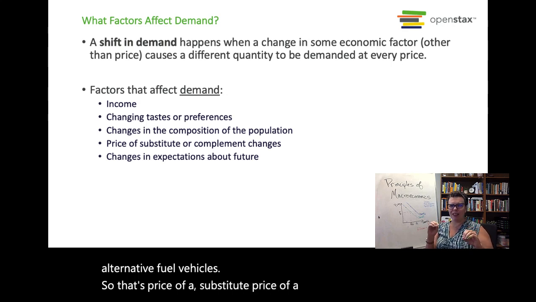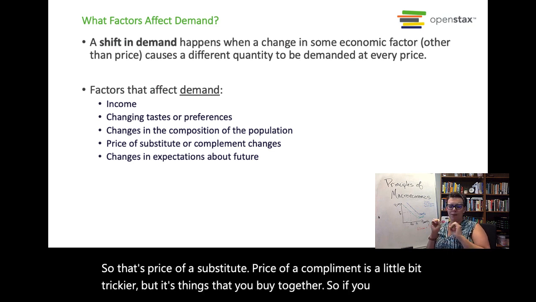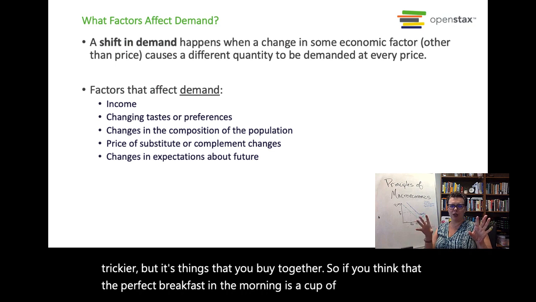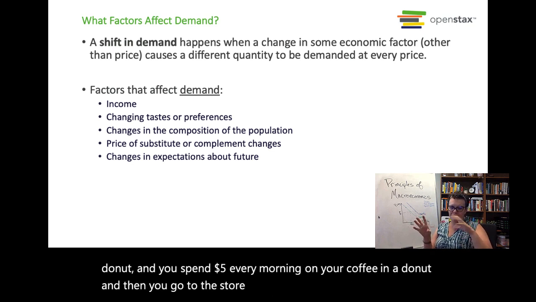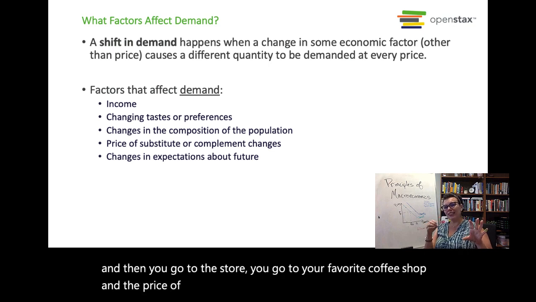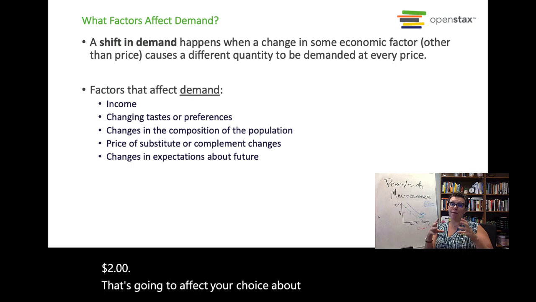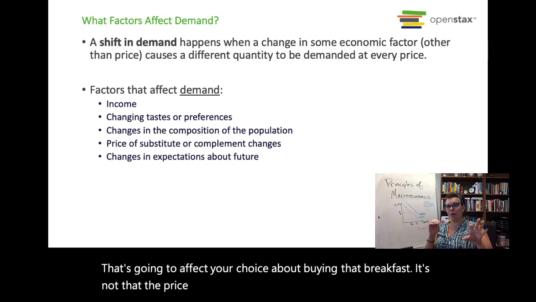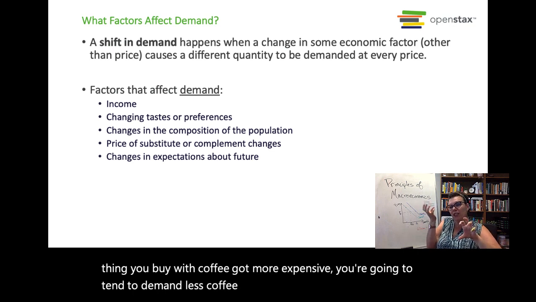Price of a complement is a little bit trickier, but it's things that you buy together. So if you think that the perfect breakfast in the morning is a cup of coffee and a donut, and you spend $5 every morning on your coffee and a donut, and then you go to your favorite coffee shop, and the price of donuts has gone up from $1 to $2. That's going to affect your choice about buying that breakfast. It's not that the price of coffee went up, but because the price of the thing you buy with coffee got more expensive, you're going to tend to demand less coffee because of that price of the donut.